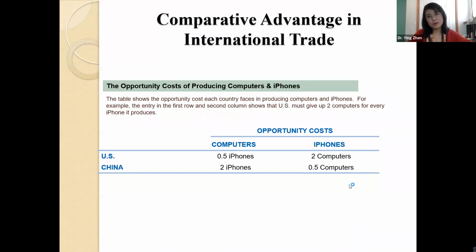So if you come up with 3, then the US is not willing to trade. If it's 4,500 computers for 1,500 iPhones, then just like 1 iPhone for 3 computers, the US will disagree to trade, and then there would be no trade. So the point is that you have to make sure both countries are willing to trade when you come up with a terms of trade ratio.